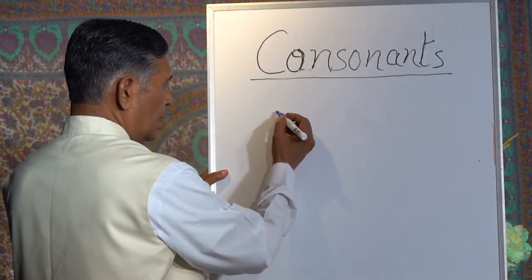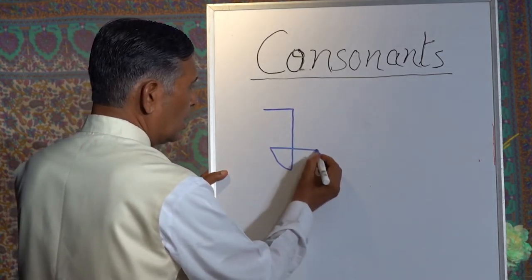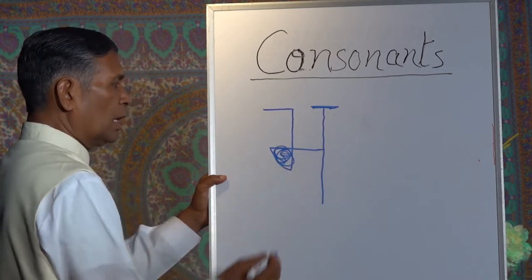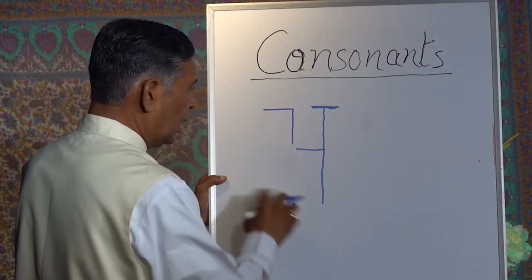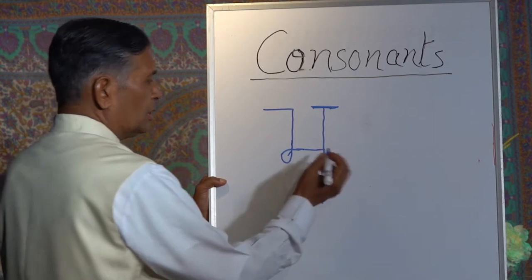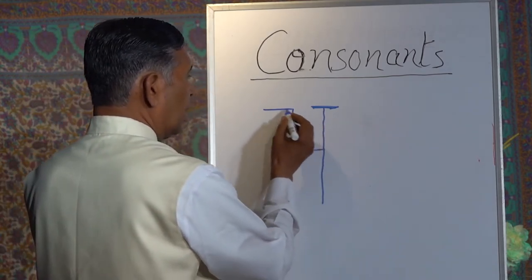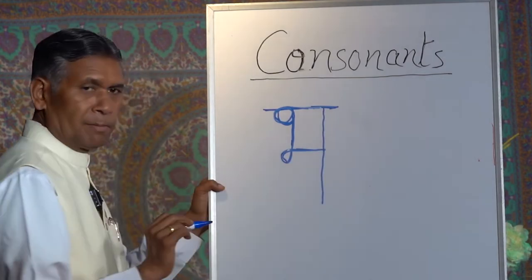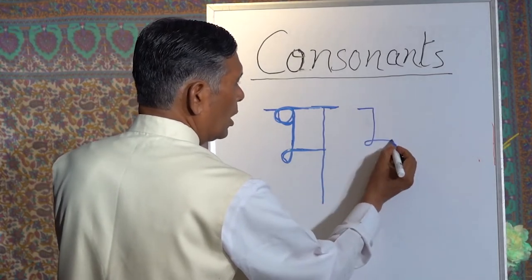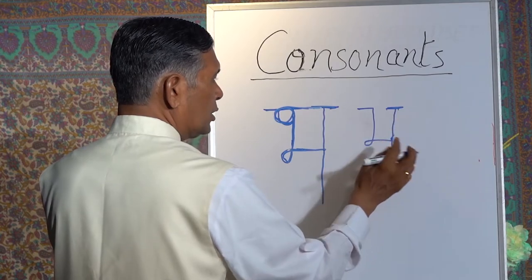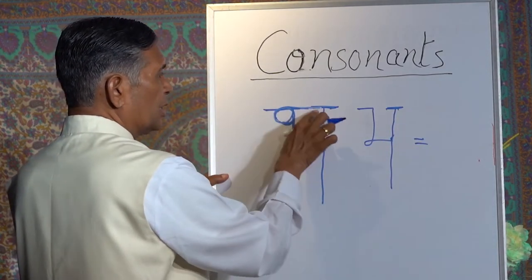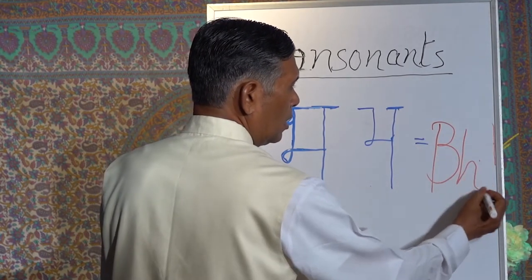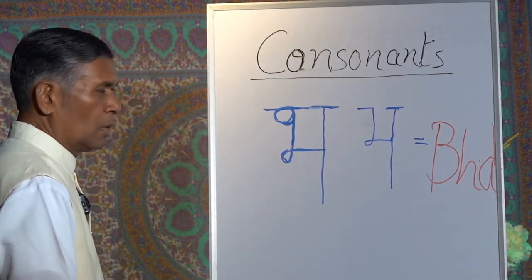Next is Bha, Bharat. For that, you can write like this. You can make it bold also. Here you can fill, unless there is no need. You can write it like this, but make here round. Both are the same. Somewhere you will find like that, somewhere you will find like that, but both are similar. But it should not touch here. And that is our letter Bha. Okay, is it clear?